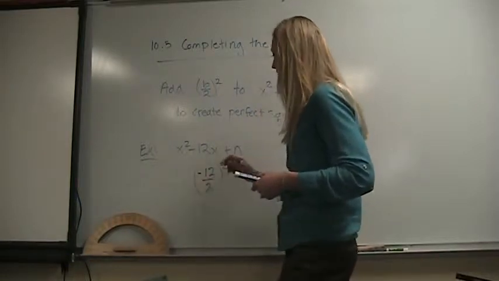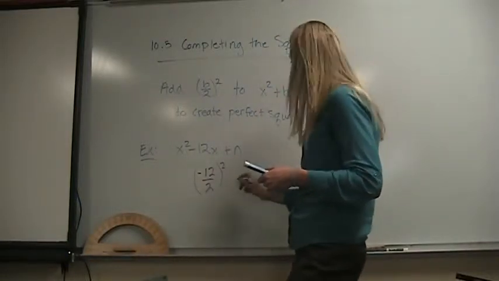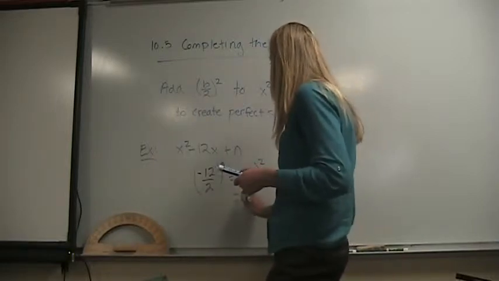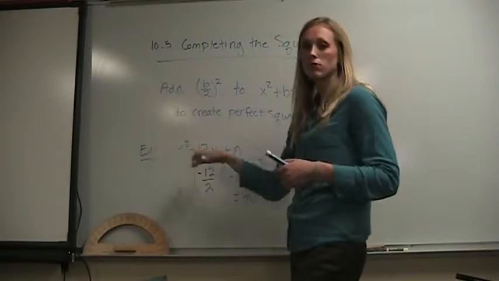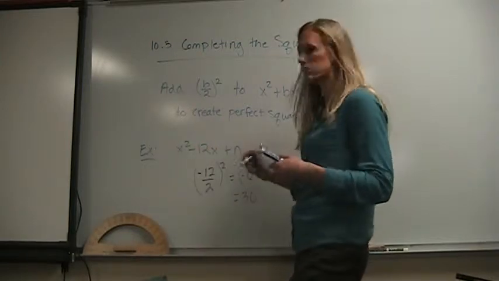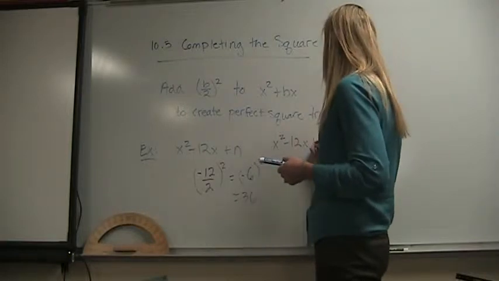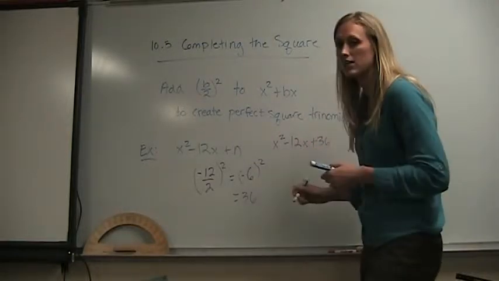And we could simplify that. Negative 12 divided by 2 is negative 6. So I have negative 6 squared, which equals 36. If I rewrote this trinomial with 36 in for n, x squared minus 12x plus 36, now this is something that I could factor.